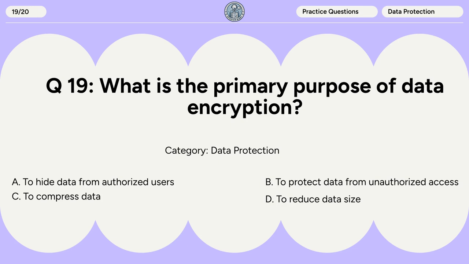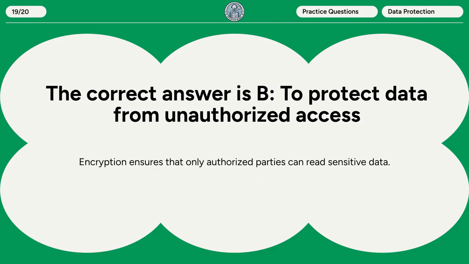Question 19. What is the primary purpose of data encryption? A. To hide data from authorized users. B. To protect data from unauthorized access. C. To compress data. D. To reduce data size. The correct answer is B. To protect data from unauthorized access. Encryption ensures that only authorized parties can read sensitive data.